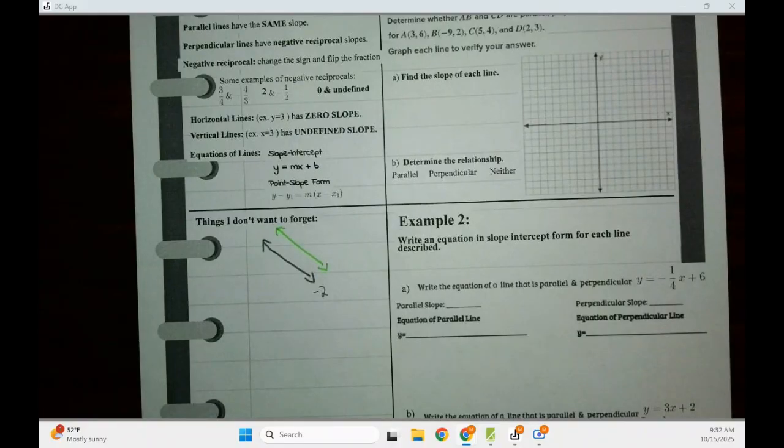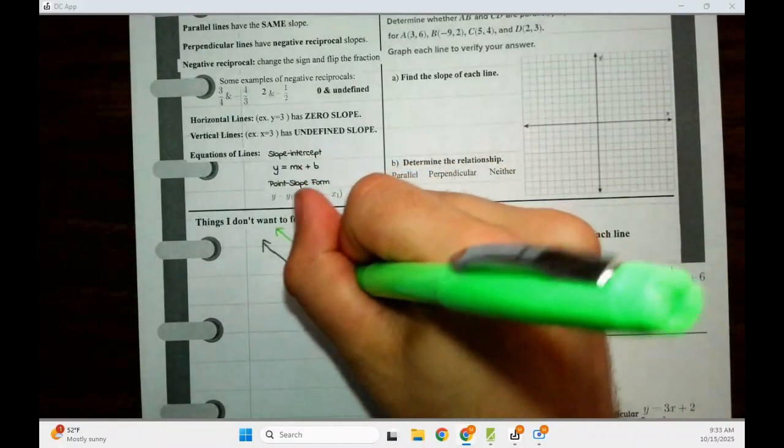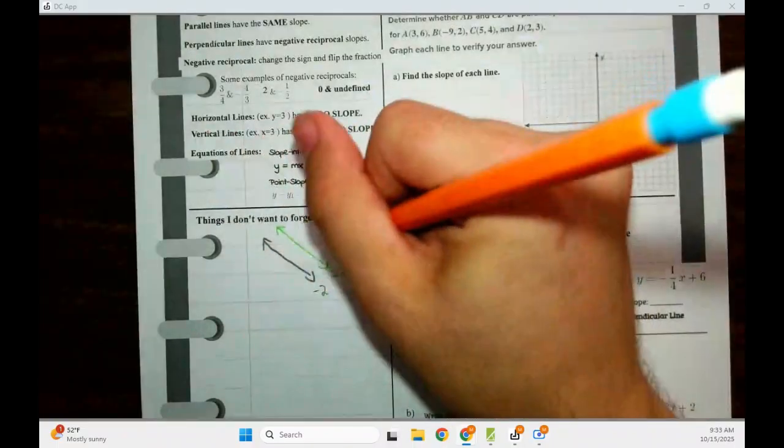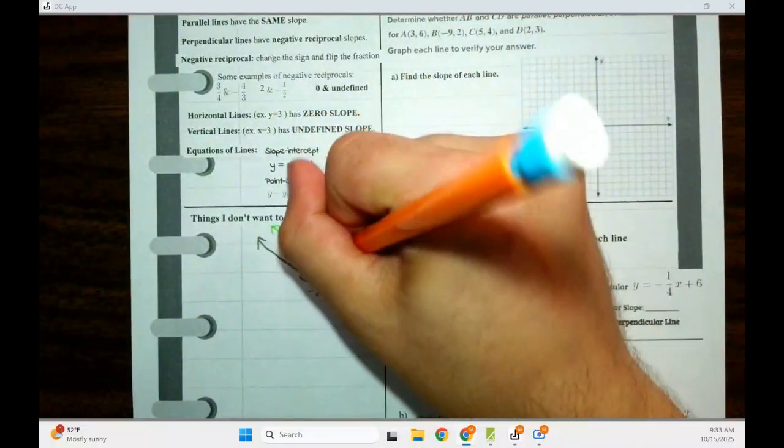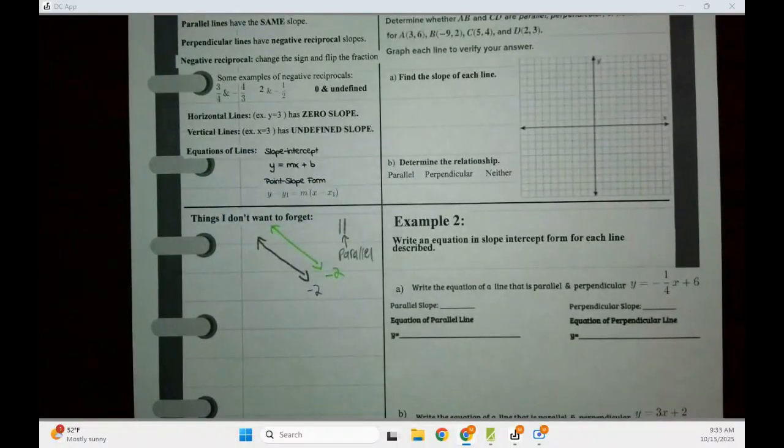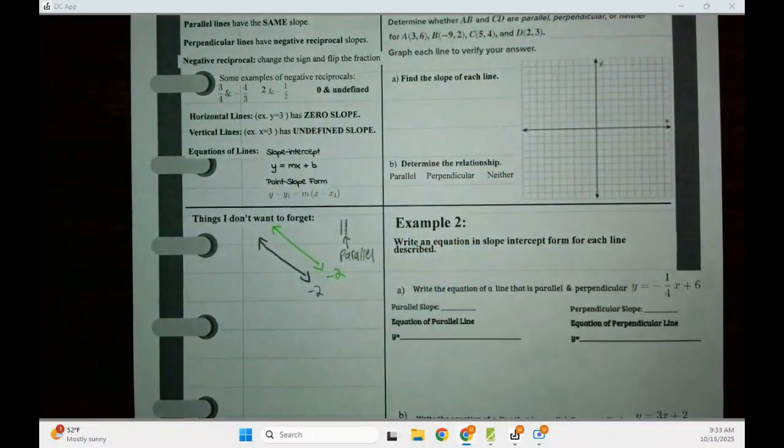They're parallel, right? If lines are parallel, that means they have the same amount of change for both of them. They're going in the same direction, exactly. So that's also -2, and that tells us something. I'm going to use this symbol right here. You see these two little vertical dashes? That means parallel. Parallel lines have the same slope.